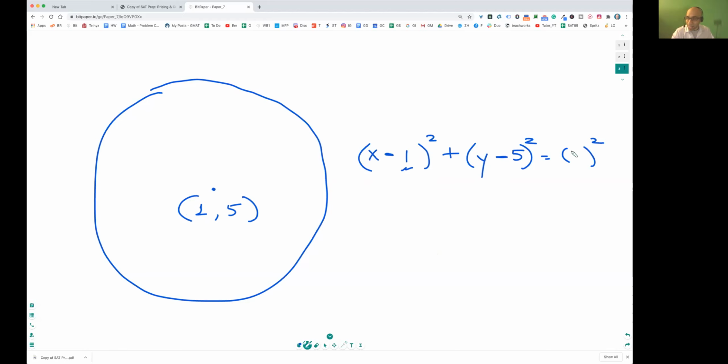Okay, and this guy inside squared, right? That's going to be the radius. So let's say it's here, let's make it 10. Okay, so it's going to be 10 squared.